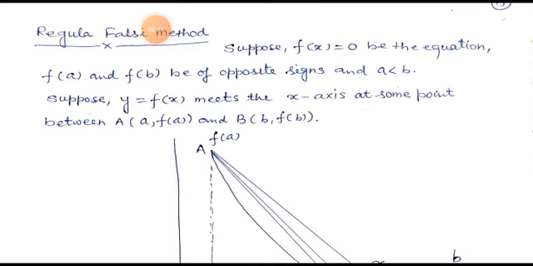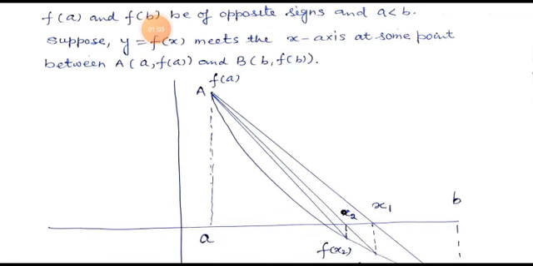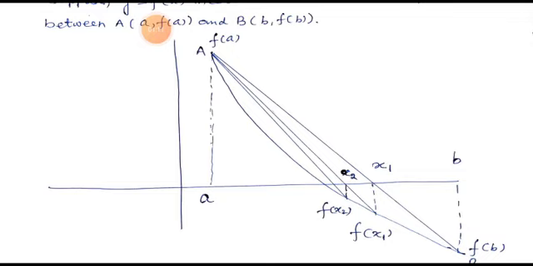Suppose f(x) is equal to 0, this is an equation, and f(a) and f(b) are of two opposite signs, and a is less than b. Then suppose y is equal to f(x) meets the x-axis at some point between (a, f(a)) and (b, f(b)). It means the point lies in between (a, f(a)) and (b, f(b)). In the figure you can see this is two-dimensional space. One is the x-axis, another is the y-axis.